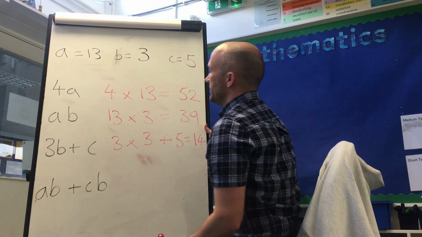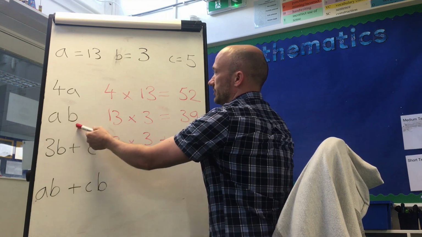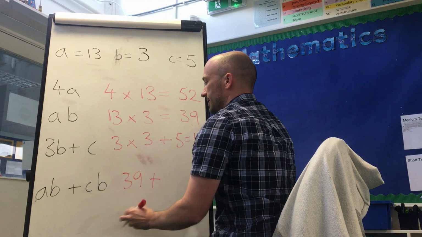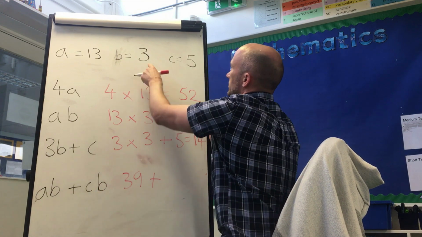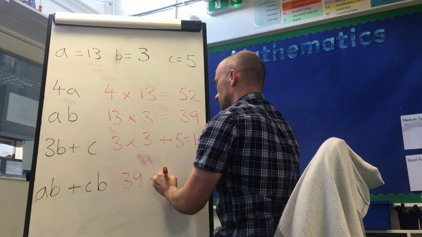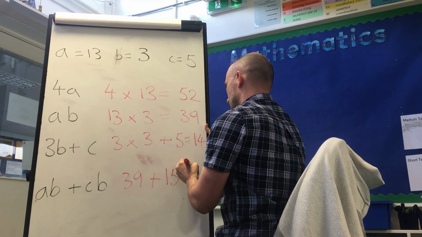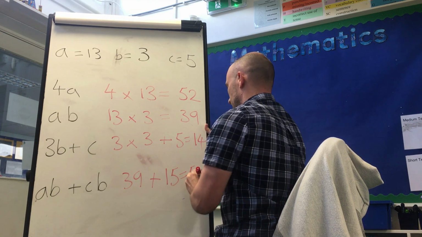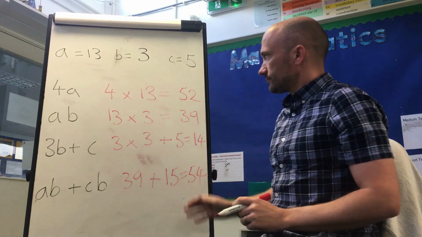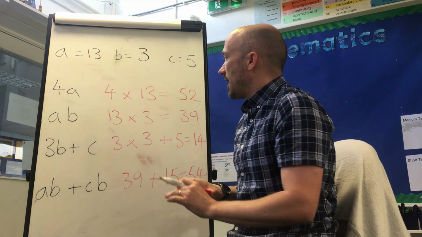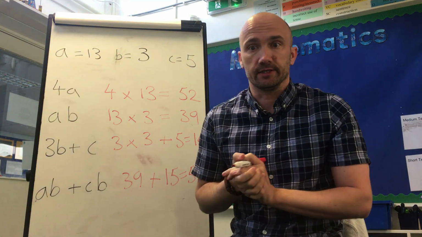And our final question, we had 2 multiplications to do. We had ab, which you already know, we've done it before, which was 39. Add cb, 3 times 5, which is 15. Put them together, and it gives us the answer 54. There we go. So we've learned how to do adding with equations and how to use multiplication in equations.